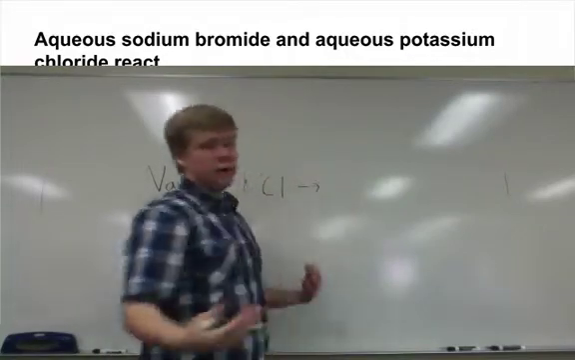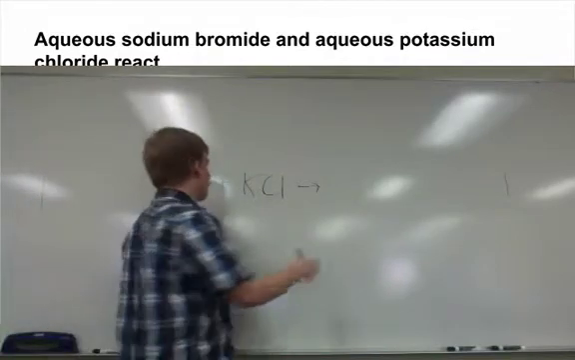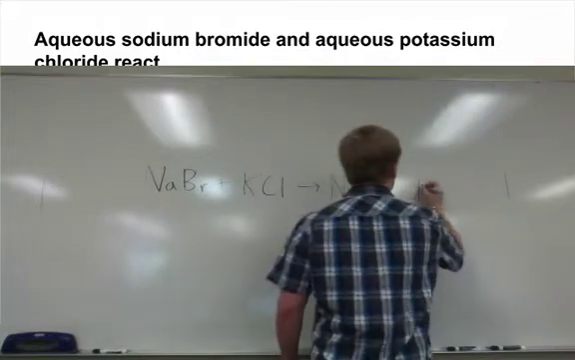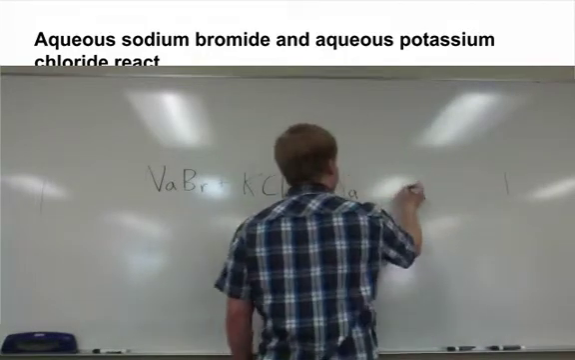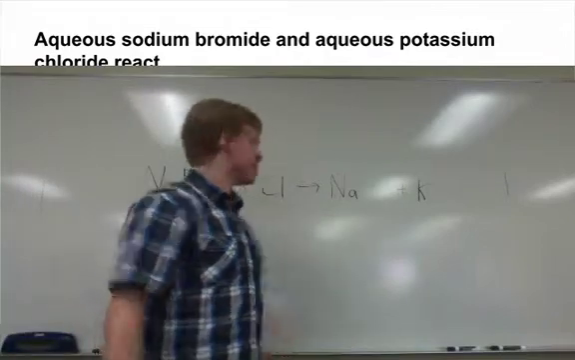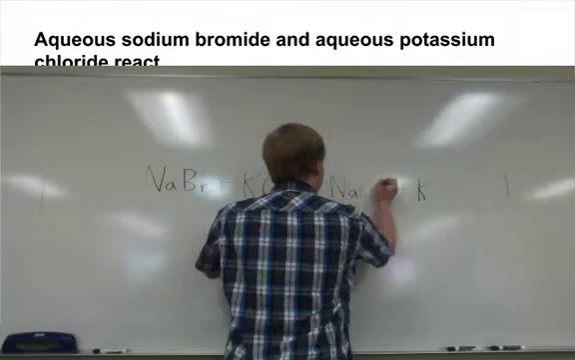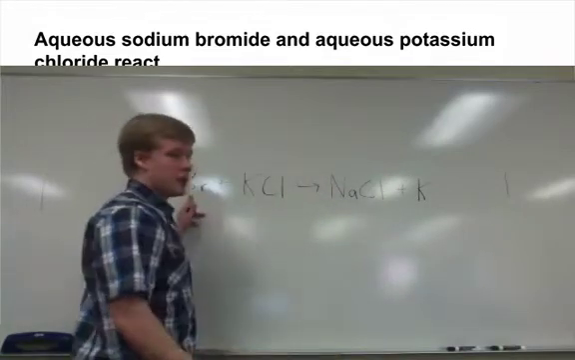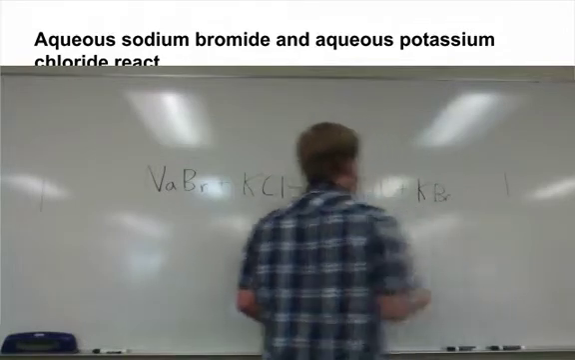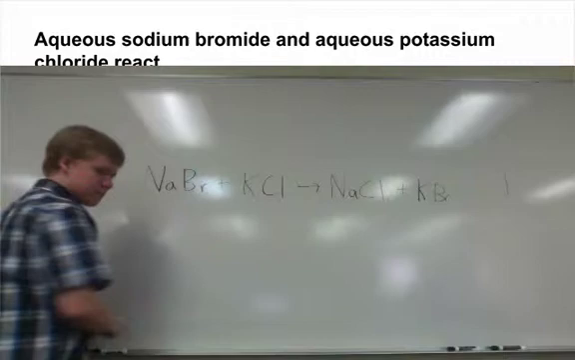Now, this is the reaction where we keep the cations in the same spot. So we have Na and K. Now, like I told you before, we switch the anions. So now we're going to put chloride with sodium and bromide with potassium. So that is a double displacement reaction, but we're not done yet.